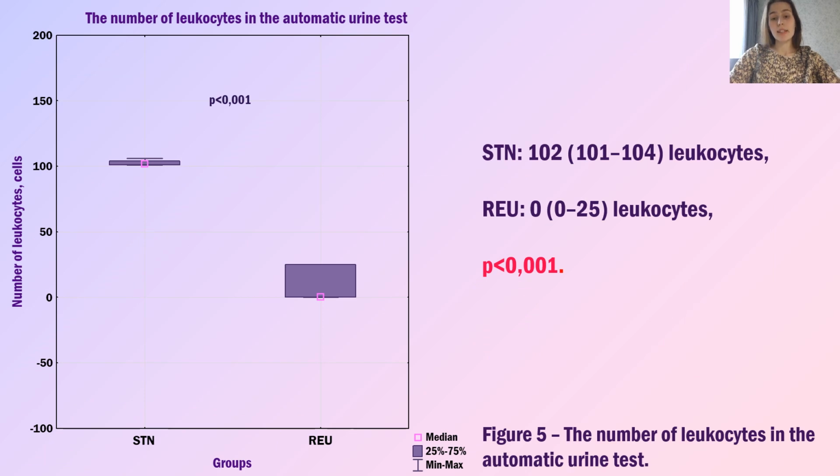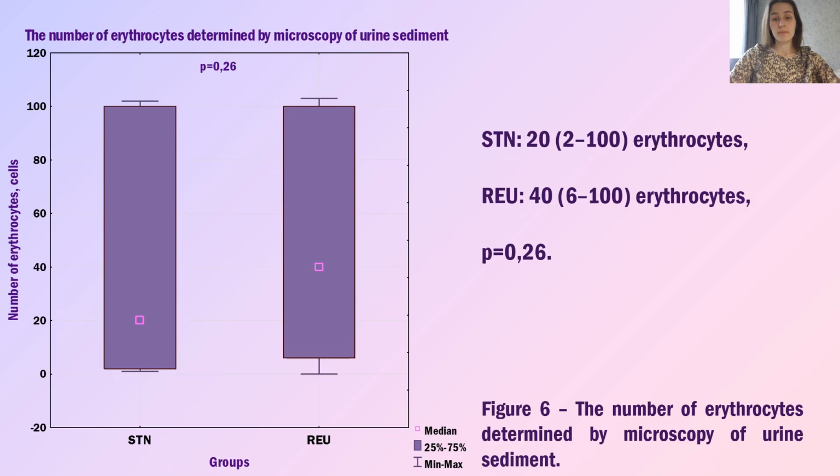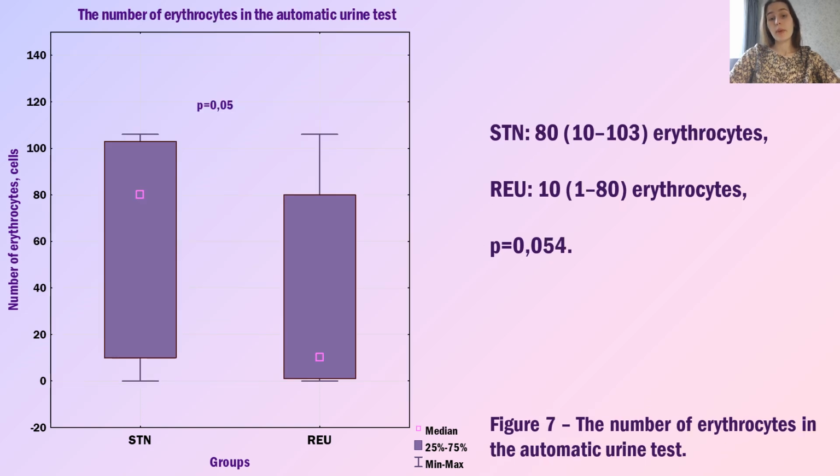The number of leukocytes in the automatic urine test had statistical differences between the two groups, which is reflected in the graph. The slide shows a comparison of the number of erythrocytes determined by urine microscopy. According to the findings, the results didn't differ statistically. The automatic urine analysis revealed significant differences in the number of red blood cells. In conclusion, the analysis revealed statistically significant differences between the groups in occurrence of urinary tract infections and hematuria according to the automatic urine test.